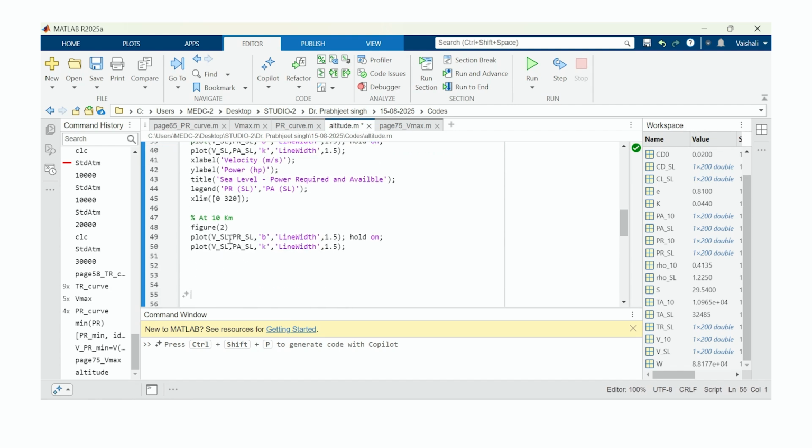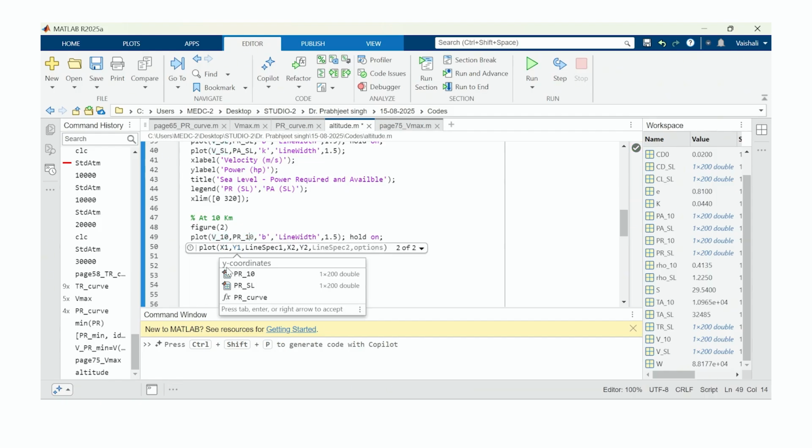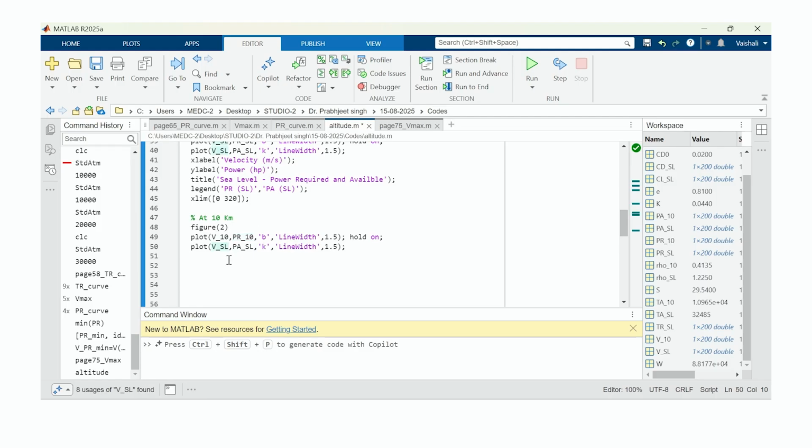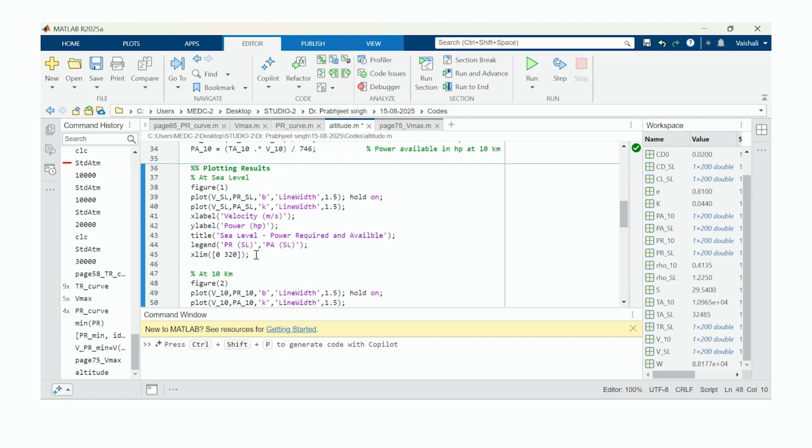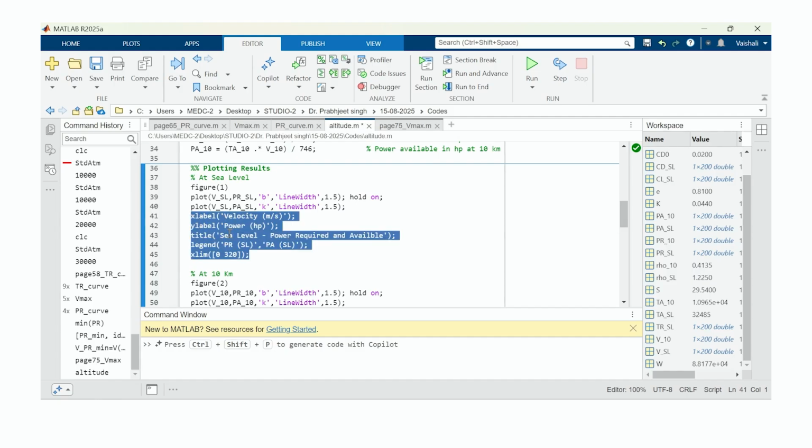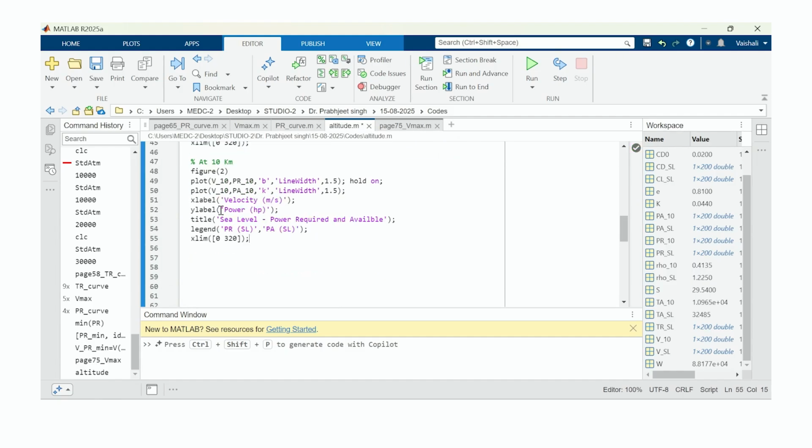All right, so instead of SL, it will be V_10, PR_10, similarly V_10, PA_10. All right, and the rest will also remain almost the same. So for the X label, we have velocity, power is in horsepower, and the title this time is 10 kilometers.